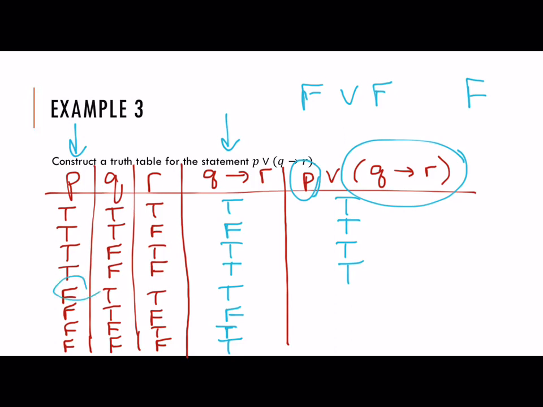So I have false and true. That's true, because I only need one piece of the or statement to be true. Then next I have false or false, so that's false. False or true is true, and false or true is true. So basically this type of a statement is true most of the time. There's only 1 out of 8 cases where this is a false statement.